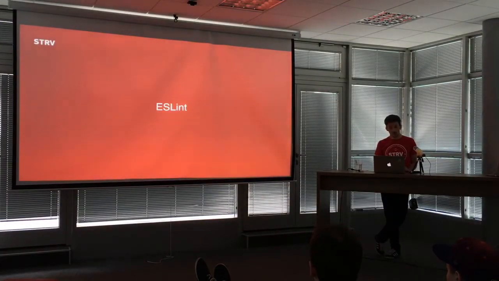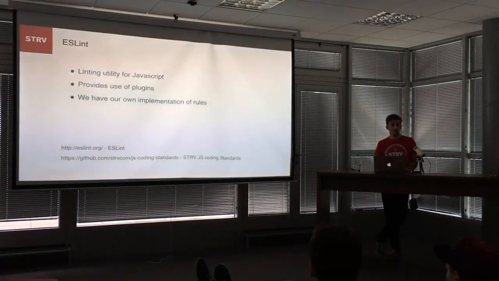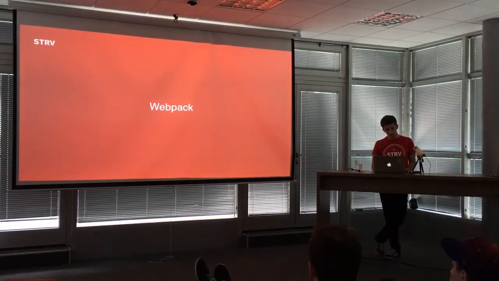I will talk a little bit also about ESLint, which is a linting utility for JavaScript. The main reason why we use a linter is because it brings consistency into our code, which is very important for teamwork or, for example, when you are switching between projects. ESLint is completely customizable with custom linting rules, and also it allows us to use plugins. Here in STRV we have our own implementation of linting rules done by Robert Rossmann, who is one of our backend guys. Please feel free to make a pull request and make any changes for us.